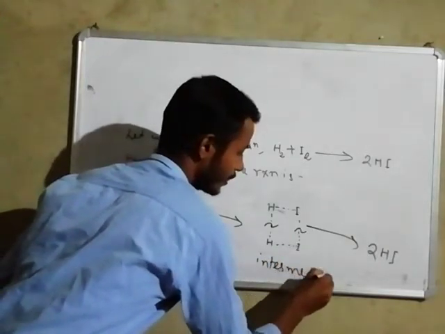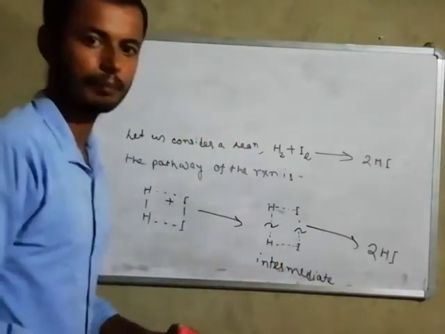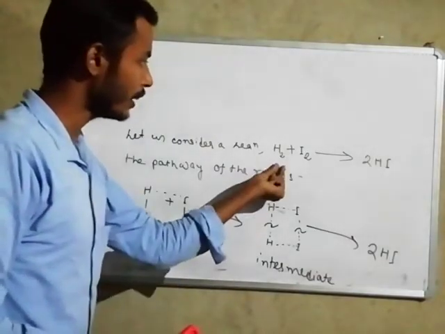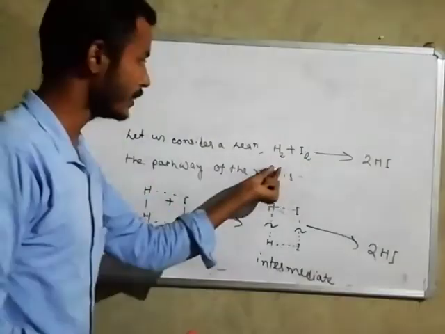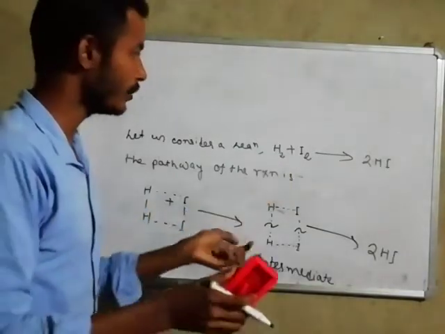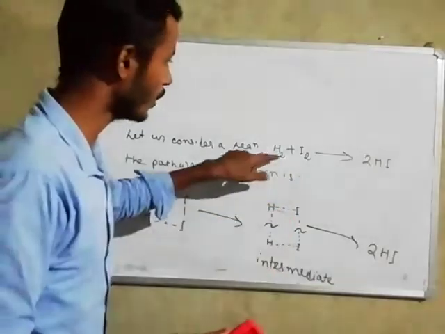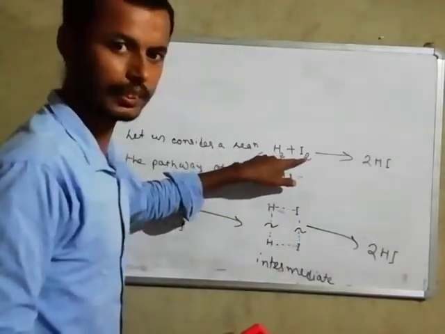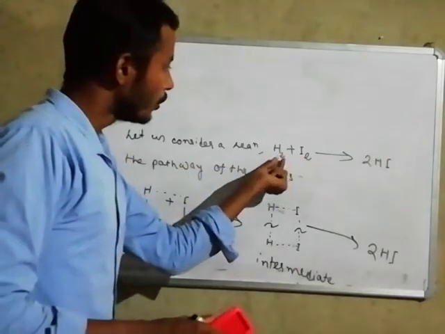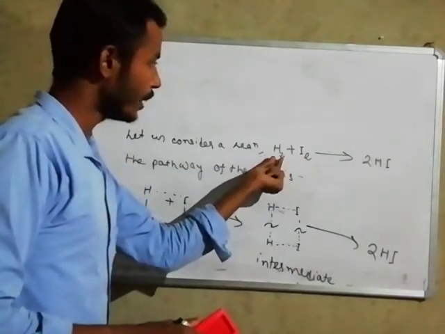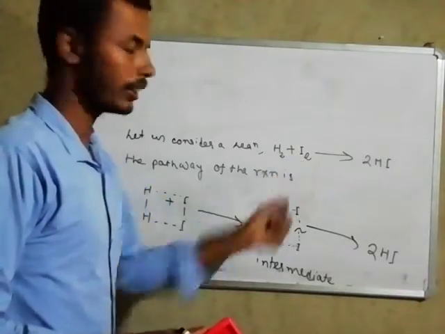It does not directly give the intermediate. Okay. Hydrogen and iodine reaction means what? There is a collision between hydrogen and iodine. Okay. So now, if there is a collision between hydrogen and iodine, it means what?